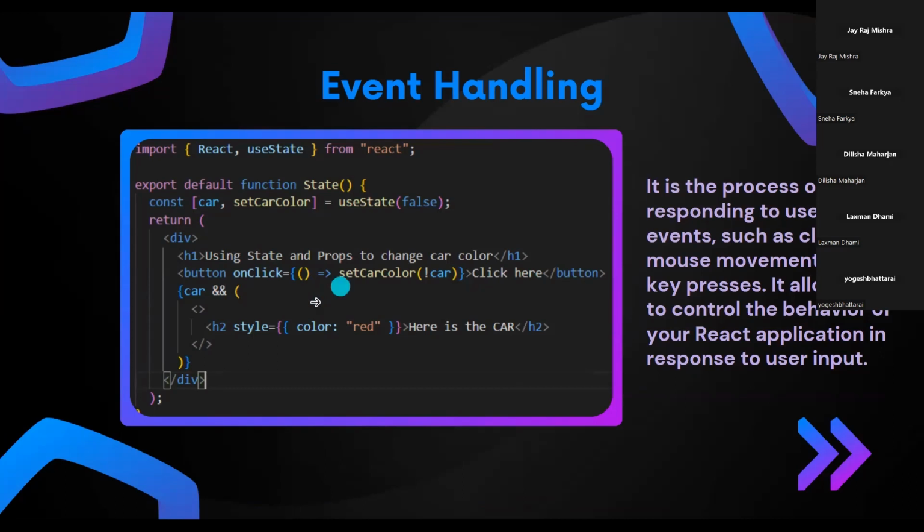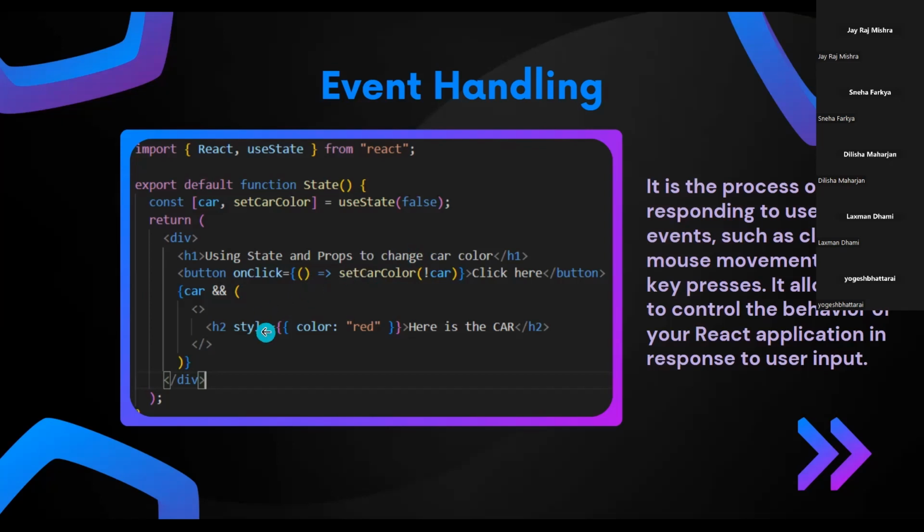So here what we are doing is we are writing an H1 tag that says using state and props to change car color, okay? Then we perform an event here that's called onClick. You can see that there is something highlighted in this code, that is that onClick function, right? And we have given it a button as click here. So we are going to click on that button, and after that, we are going to change the state of the car.